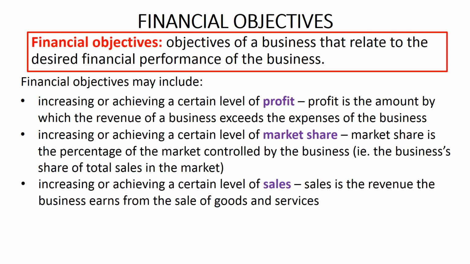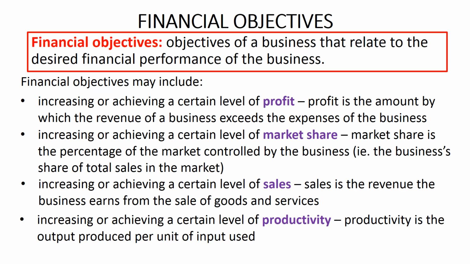The third specific financial objective is the objective of increasing or achieving a certain level of sales. Sales is the revenue that the business earns from the sale of goods and services. Again, include that definition in your summary table.